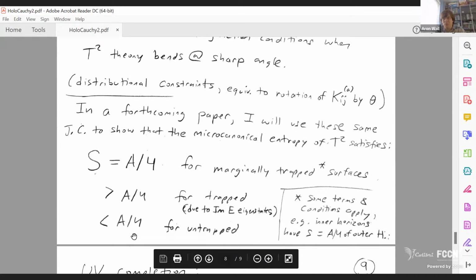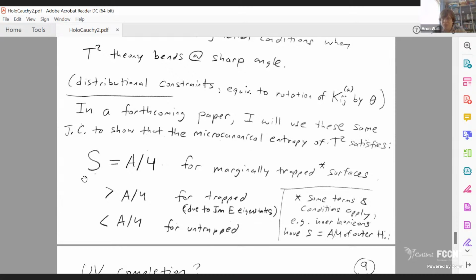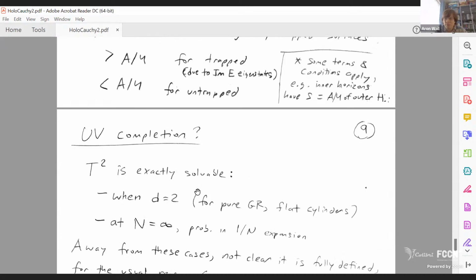For a stationary black hole, the S is actually the same for every cut of the space-time that separates the left and right CFTs. So that's compatible with this.